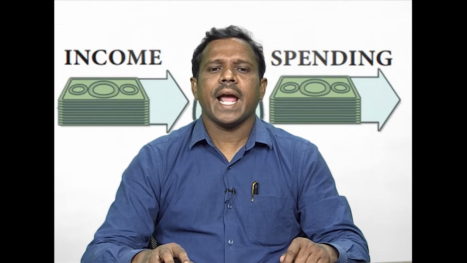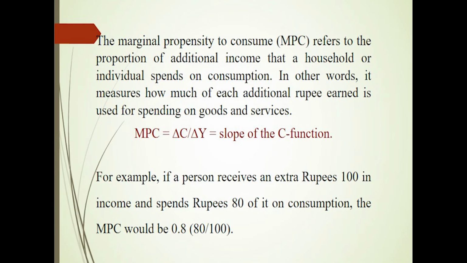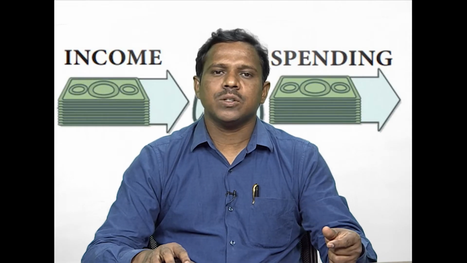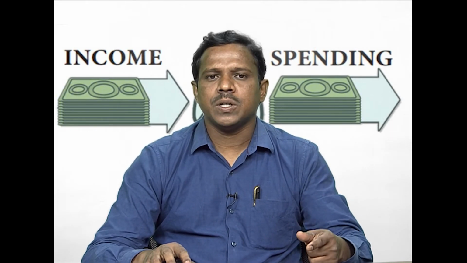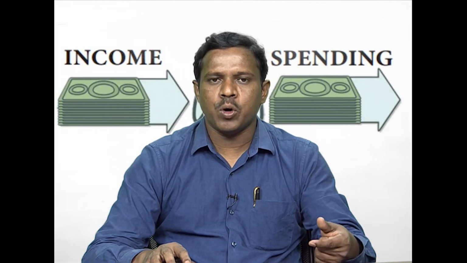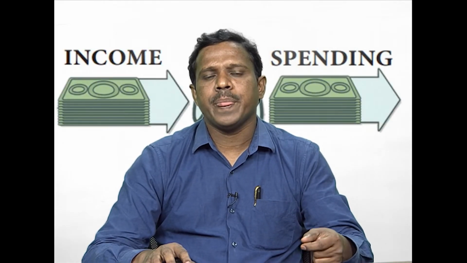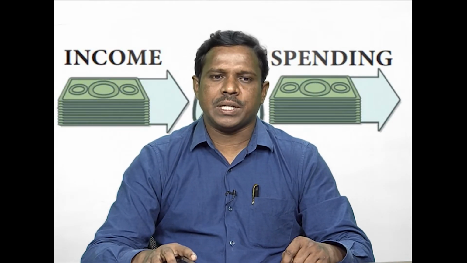For example, if a person gets an extra 100 rupees of income and spends 80 rupees on consumption, here the MPC value will be 0.8, because of the extra income, 80 rupees out of the 100 rupees is consumed. Extra 100 rupees increased, and from that additional amount he is going to spend 80 rupees. 80 divided by 100, then MPC will be 0.8.